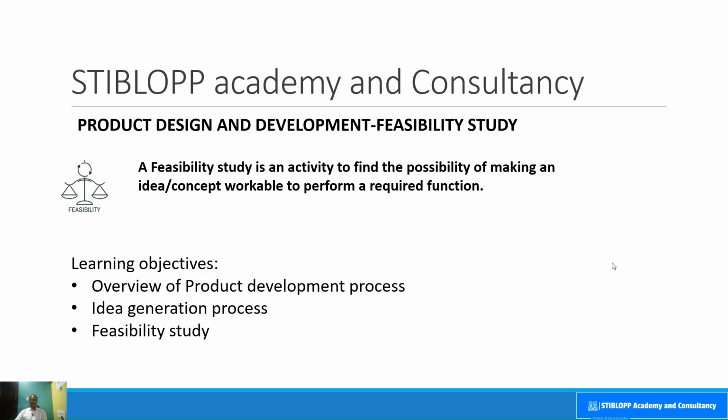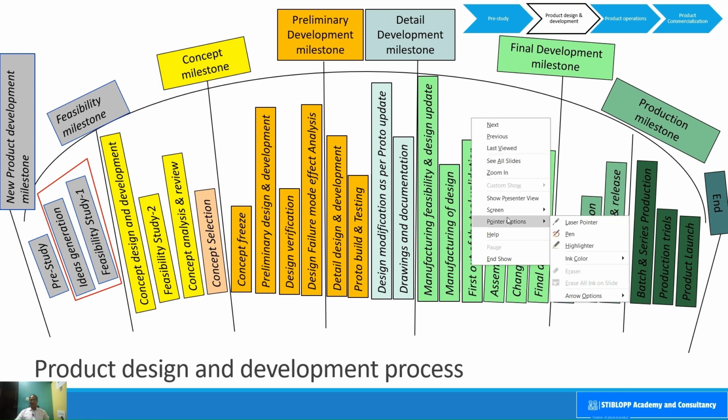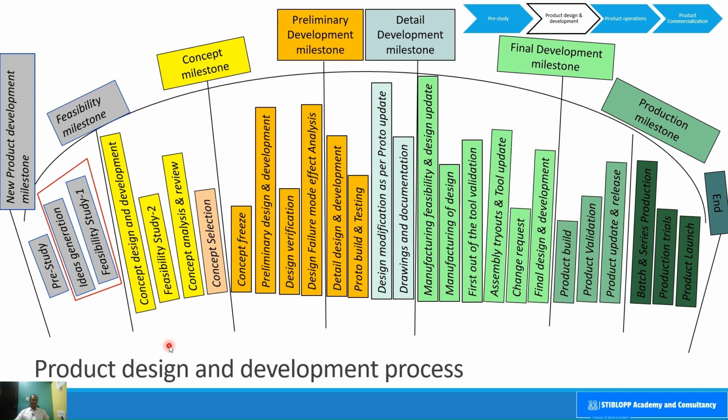Let's see what are the learning objectives in today's session. I will just walk you through the product design and development process, followed by idea generation process and feasibility study. So this is the product design and development process, which I was speaking about right from the first session. The product design and development process has 8 stages. The first stage is the decision to take the new product development, followed by feasibility phase, concept phase, preliminary design and development phase, detailed development phase, final development phase, production phase, and the end phase.